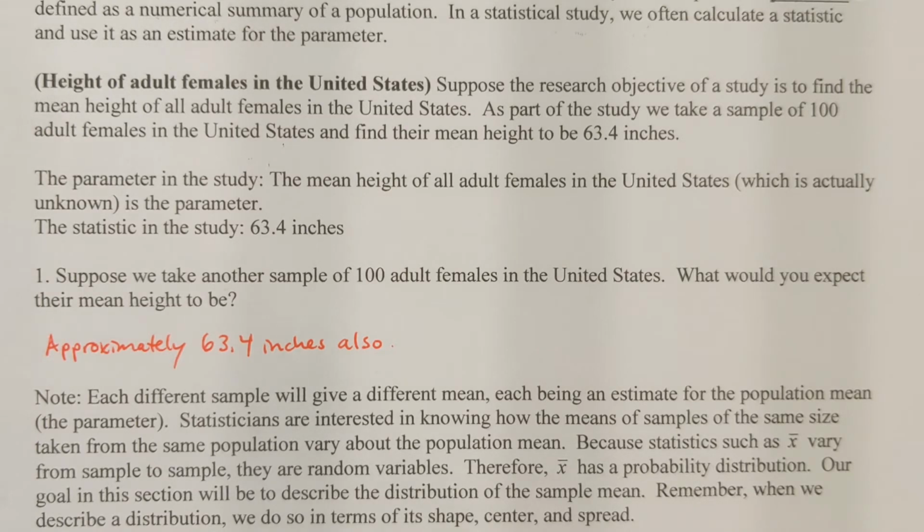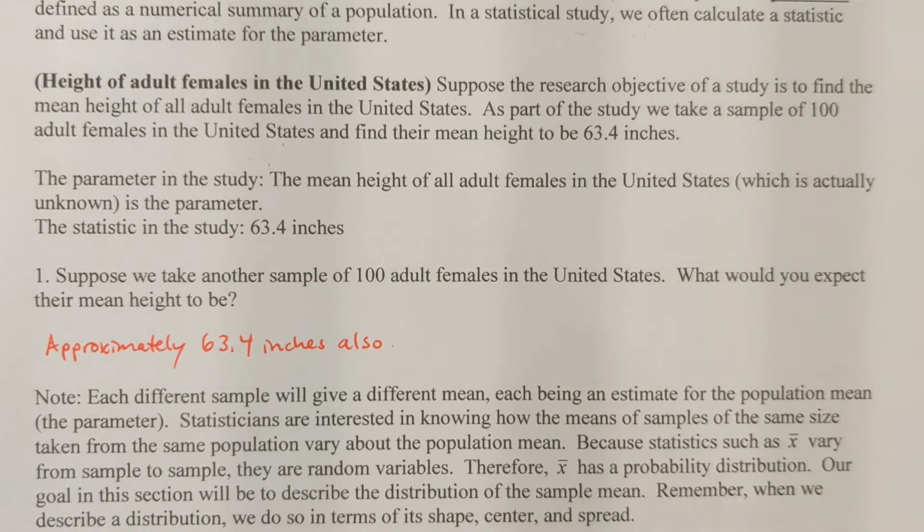Okay, if we wanted to know the parameter and the statistic in the study, the parameter would be the average height of all adult females in the United States, which is something that we would never be able to know, because it's not possible and not reasonable to survey the entire population. It is just too big. Now, the statistic is the average height from the 100 adult females in the United States, and that was found to be 63.4 inches.